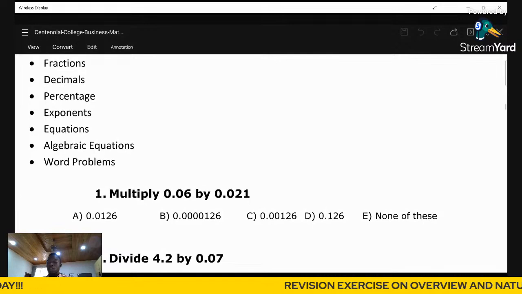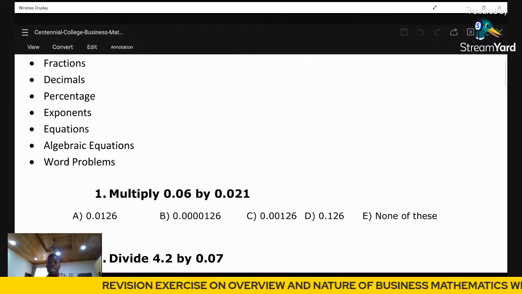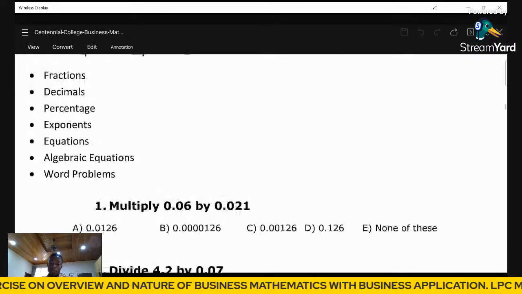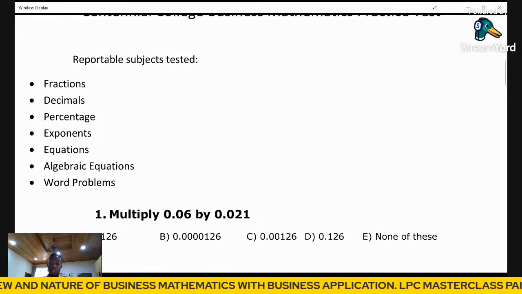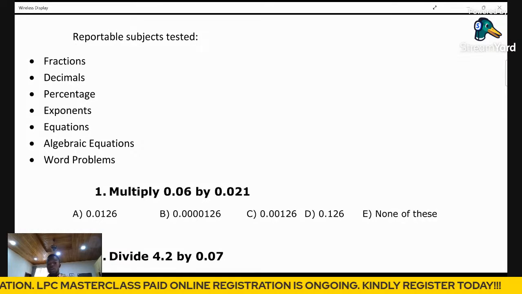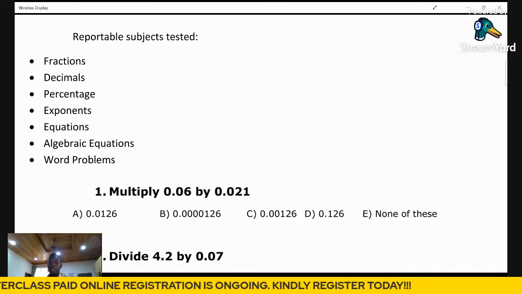So these are the questions that we're going to look at concerning the overview and nature of business mathematics with business applications. These are the underlying subject areas we want to test on: fractions, decimals, percentages, exponents, algebraic equations, and then word problems.